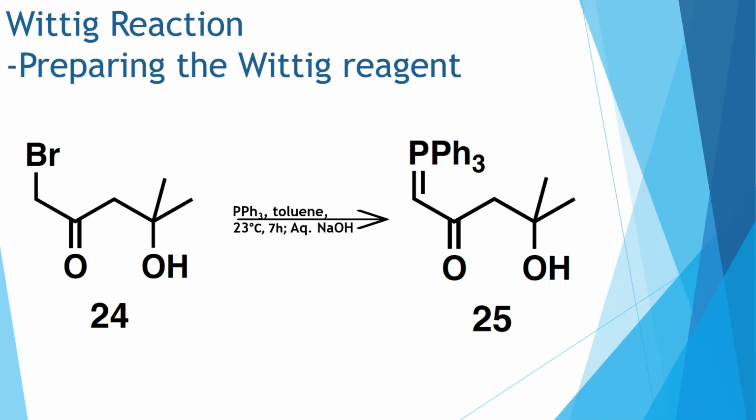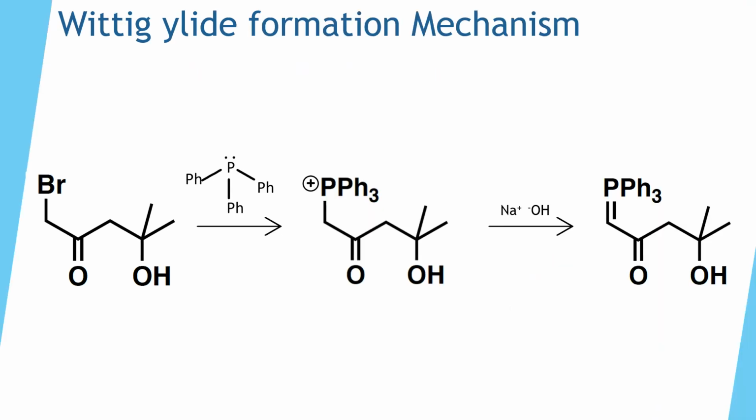So right after alpha halogenation, the next step is preparing the Wittig reagent using reagents triphenylphosphine and toluene, followed by the treatment with aqueous NaOH. So Wittig ylide formation is going to begin via SN2 with triphenylphosphine attacking and bromine leaving. And so the CH bond adjacent to phosphorus is relatively acidic, so the strong base NaOH is going to deprotonate a hydrogen, therefore forming our ylide.